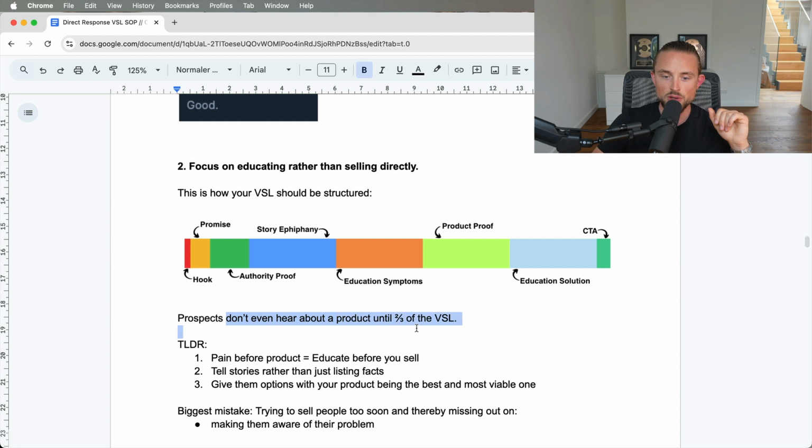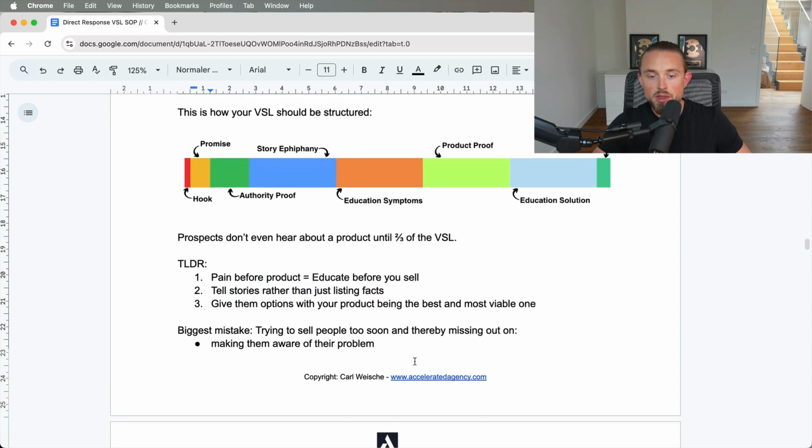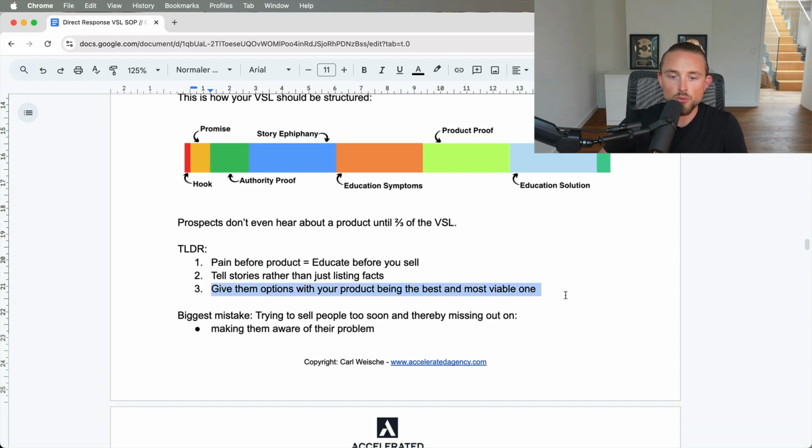So prospects don't even hear about the product until 2/3 of the VSL, right? So in the first 50% of the VSL, they don't even hear anything about the product. So the long story short with the VSL is you want to really focus on desired situation, current situation, transformation, meaning educate before you sell. You want to tell stories rather than just listing facts, and you want to give them options with your product being the best and most viable one.